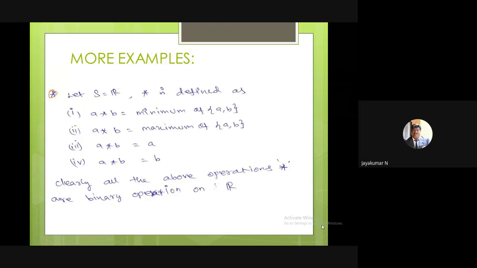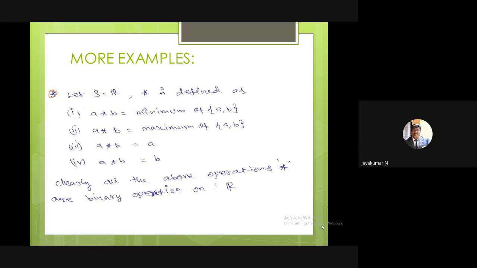Another thing. My set is the set of all real numbers. My binary operation is star. In the first case, a star b is the minimum of a comma b. If you choose two numbers, the operation star chooses the minimum value of a and b. Whether this operation is binary or not. Similarly, the second operation, a star b is the maximum of a comma b, is it binary or not.